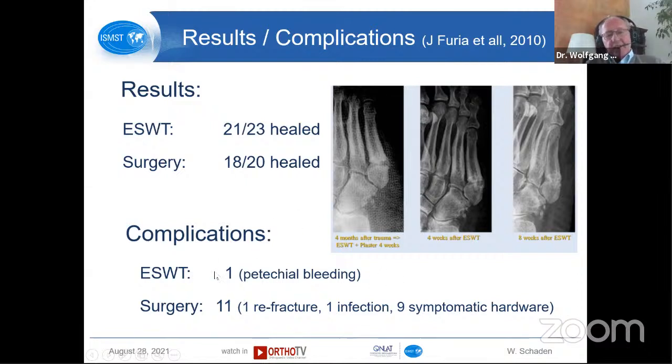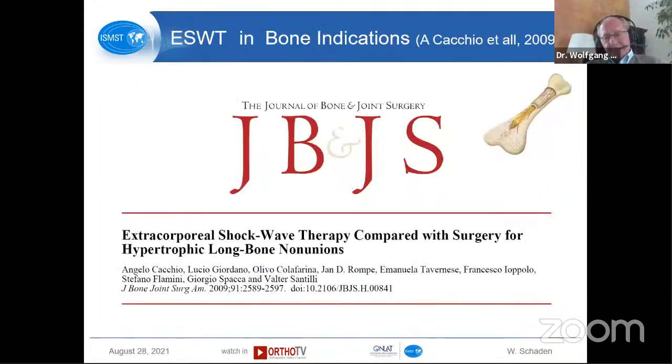When we have a look at the complications, we see that we had one patient with a small petechial bleeding where the shockwave was applied to the skin, without clinical impact, healing within 2 days. In the surgical group, there were 11 complications reported: 1 refracture, 1 infection, and 9 persons suffering from symptomatic hardware that had to be removed.